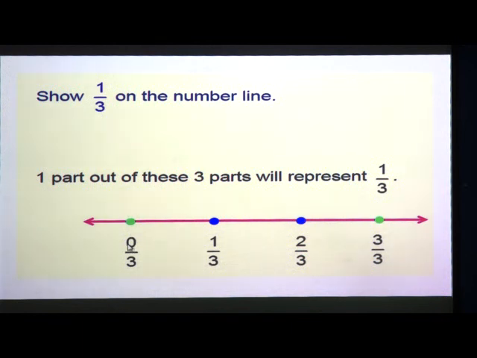So, between the gap 0 and 1 we have 3 equal parts. The 0 and 1 are divided into 3 equal parts. So, here we show 1 by 3 on the number line this way: 0 by 3, 1 by 3, 2 by 3 and 3 by 3. So, this is about the number line.